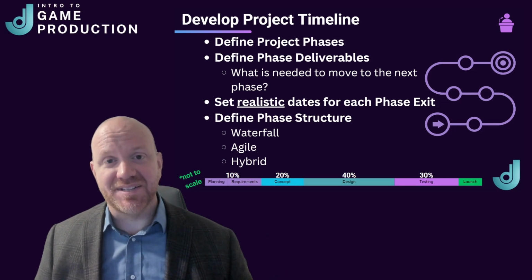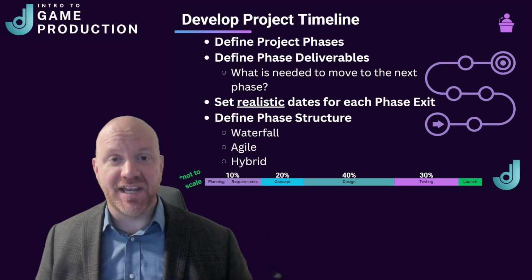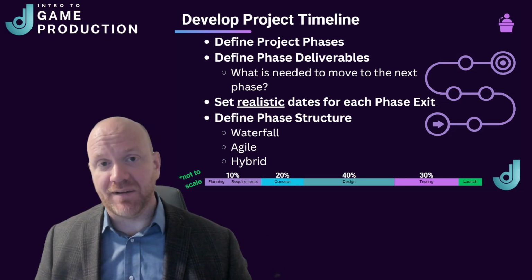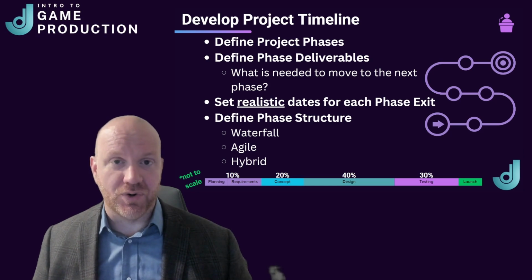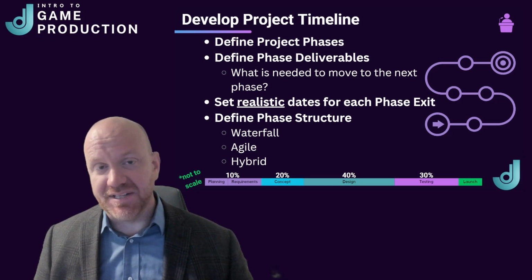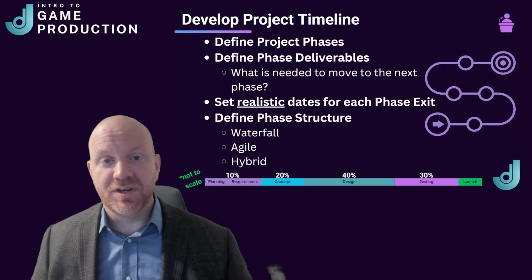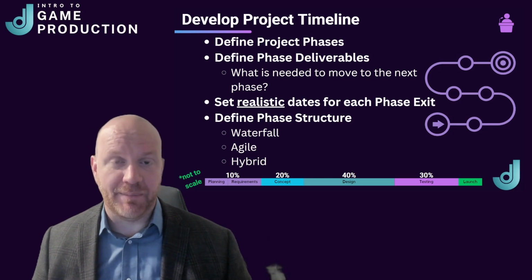The next phase, the concept phase, should take about 20% of the project timeline. This is where we're making sure that the game works, that the ideas work the way we want them to. So in a 10-month project, this should take about 2 months.